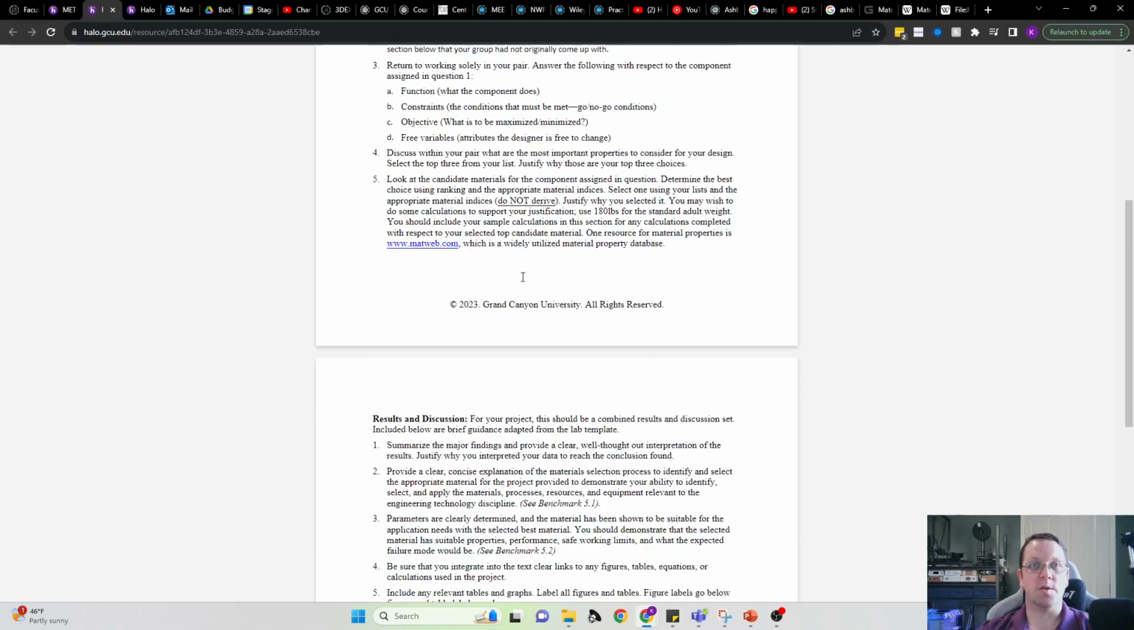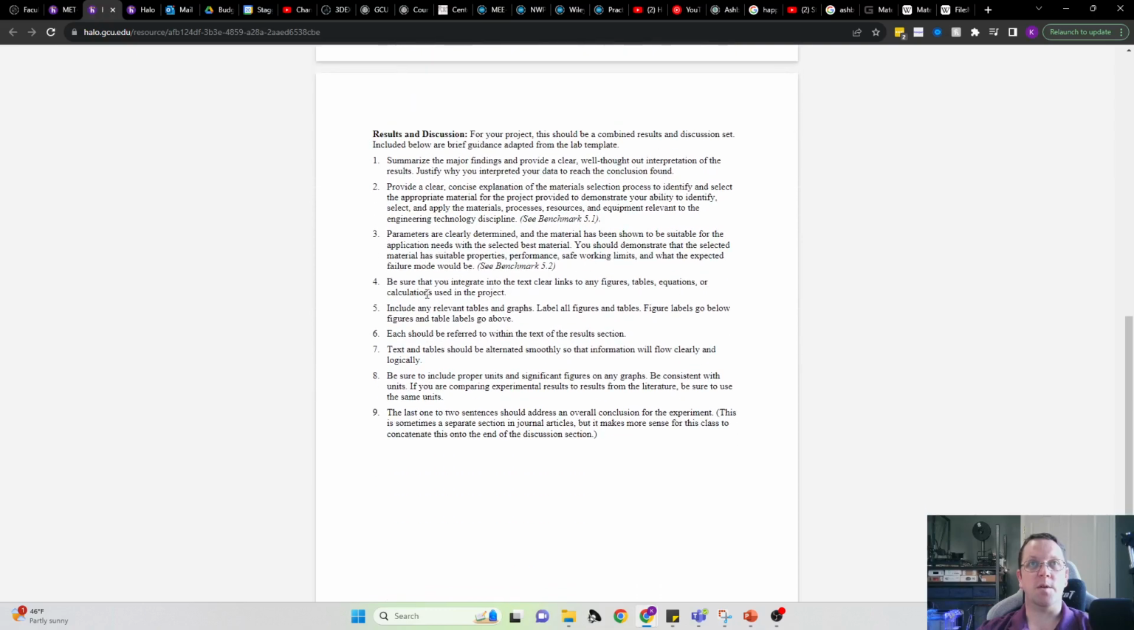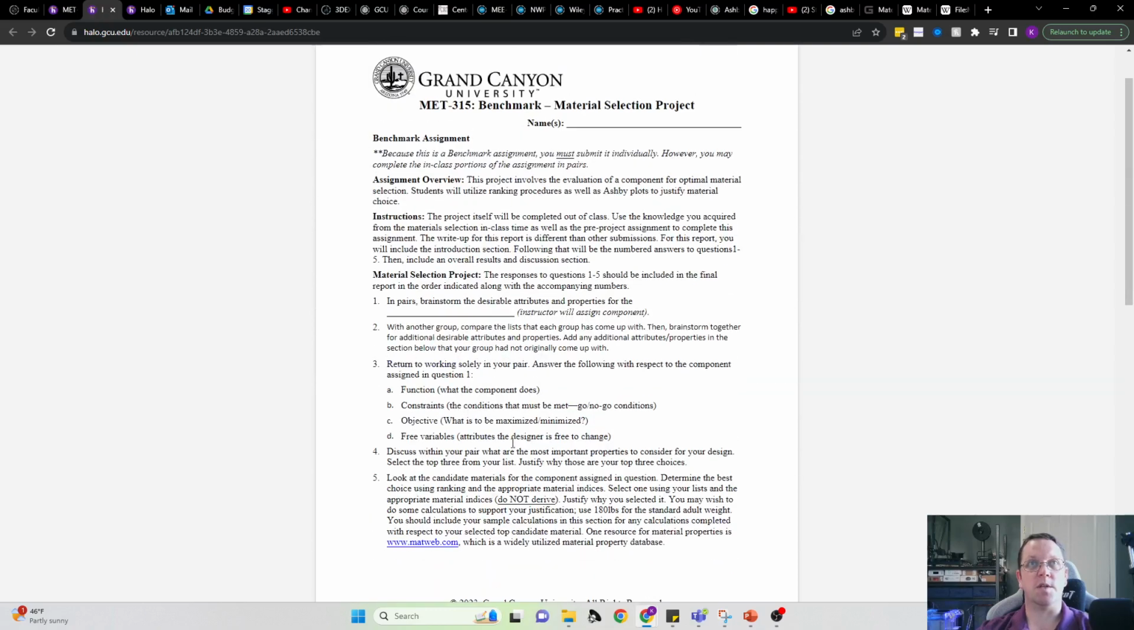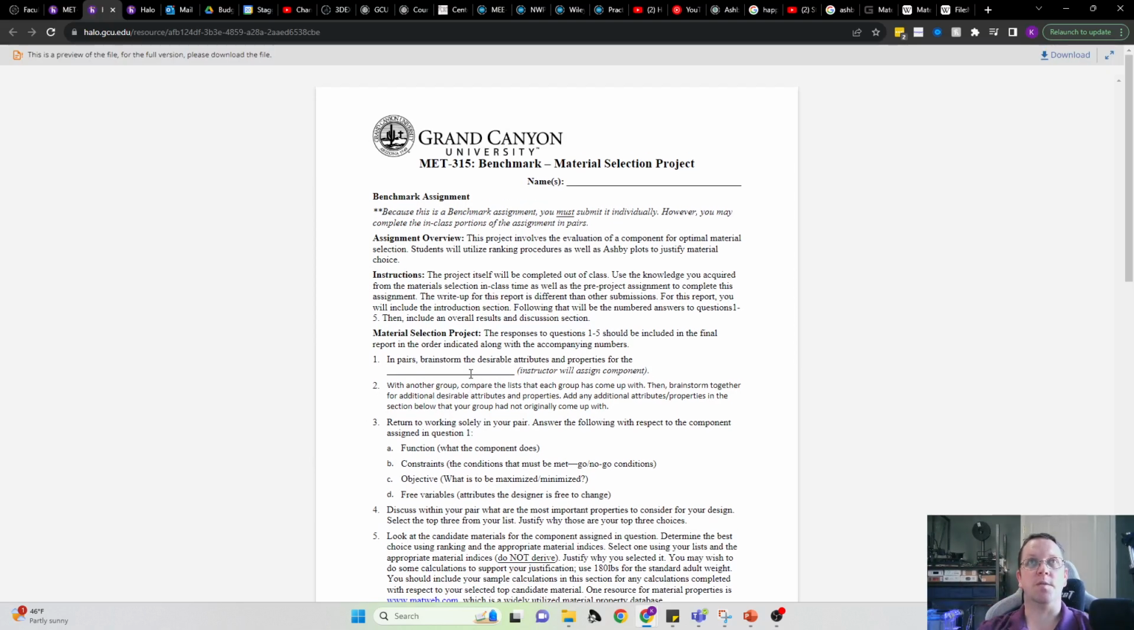MatWeb is a really good source for this. Then you need to include all of this detail in the results and discussion. So the material selection process is going to be much more in depth, and that's why this is a benchmark. There's a lot that goes into this one.